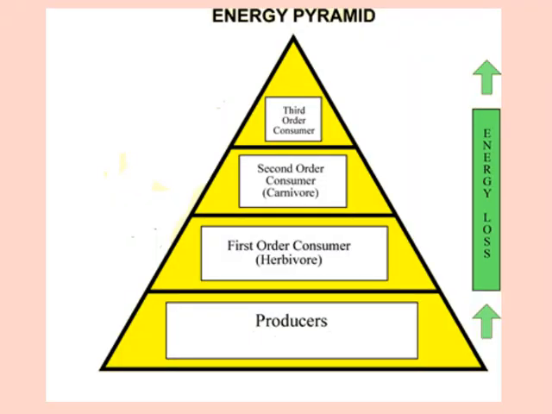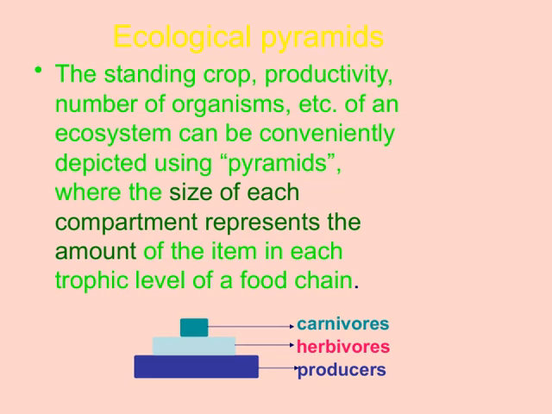That's why we're moving to the next slide. Let's take a look at ecological pyramids. These are a really useful way to visualize different aspects of an ecosystem, like the standing crop, productivity, or the number of organisms at each trophic level. Imagine each of these concepts represented as a pyramid, where the size of each section corresponds to the amount of that item in a specific level of the food chain.